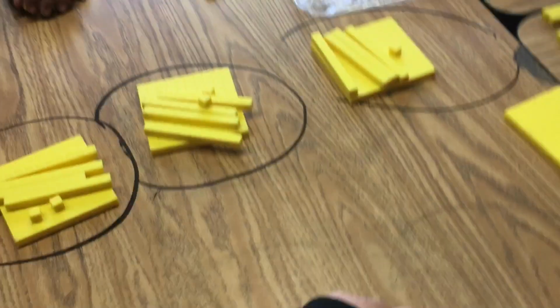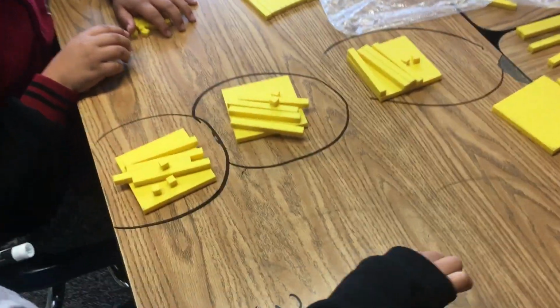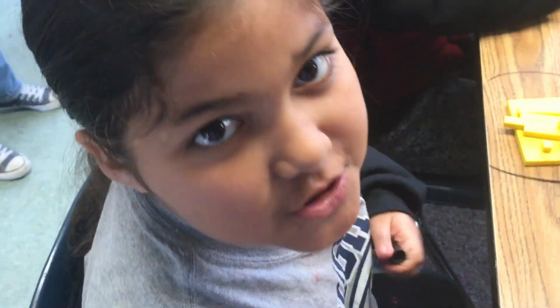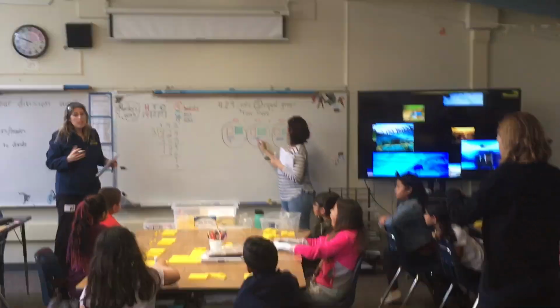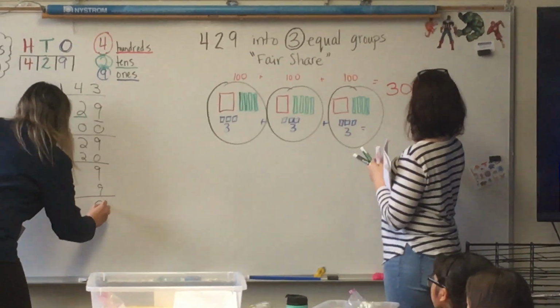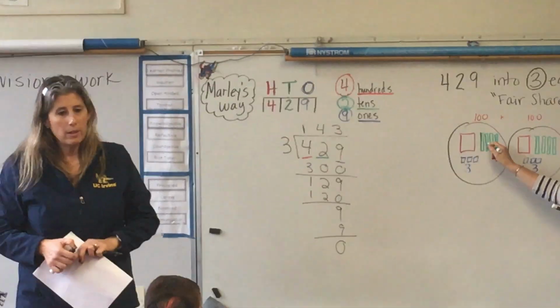Good. You guys are good. All right, you guys are getting faster. I see them still dividing. There's no more left. Good job. How much is left to divide? 0. Final question. How much is in each group? 143.